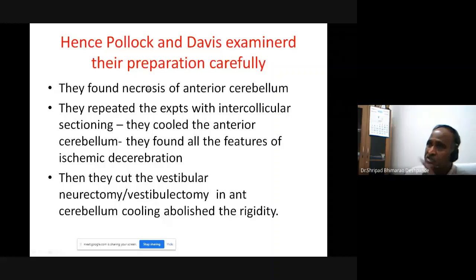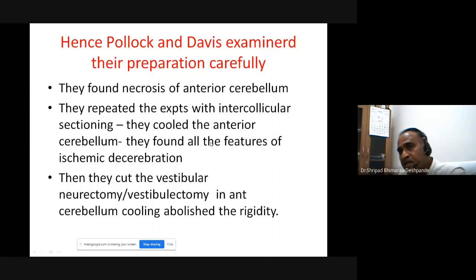They found the necrosis of the cerebellum and repeated some experiments. Now they came back to Sherrington's intercollicular sectioning. Because they had found that the anterior part of the cerebellum was necrosed, they cooled the anterior cerebellum, and then they found the features of the ischemic decerebration.